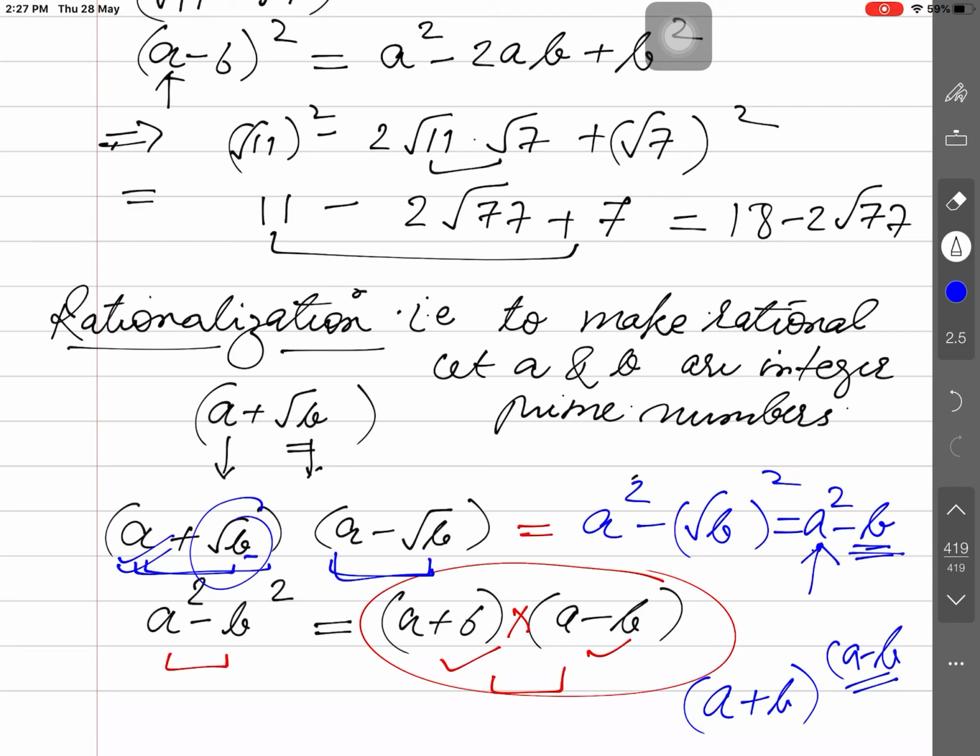Is that clear? This is a typical method that can make your irrational numbers rational. The conclusion is: if you multiply a plus or minus root b by its conjugate, you get a square minus b, which is rational. This process is called rationalization. Is that clear? I am just giving an example here.